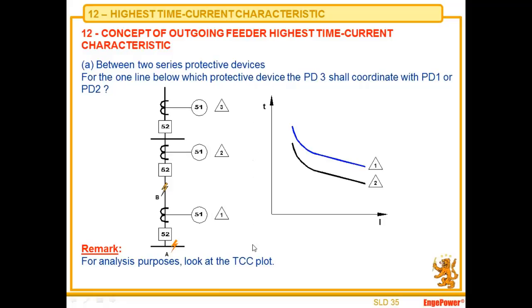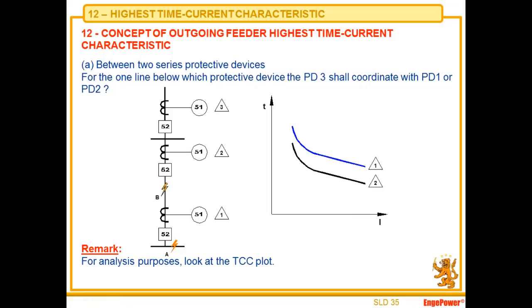If you look just at the TCC, you are going to say that you have to coordinate with relay 1 because it's the highest curve. For this reason, I put this example here. You have to start knowing how to analyze. If we fault point A, which relay should trip? The 1. Which really does? The 2. So this relay will not trip. If I fault point B, which relay should trip? Relay 2.